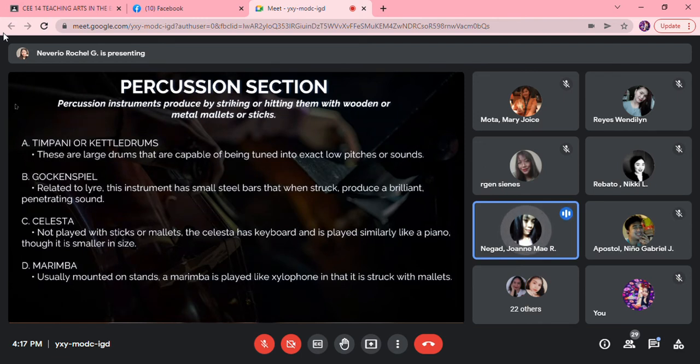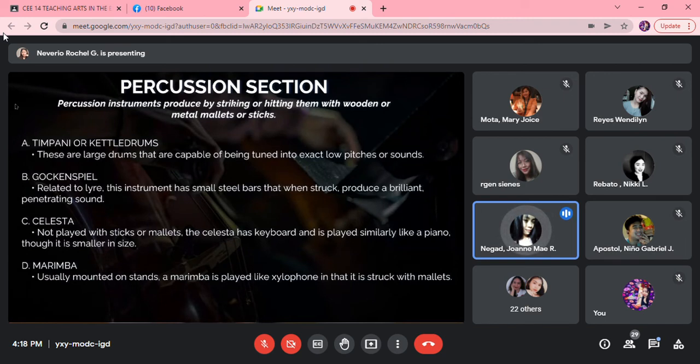Next, glockenspiel. Related to lyre, this instrument has small steel bars that, when struck, produce a brilliant, penetrating sound. So dito sa glockenspiel, kamukha siya ng lyre pero yung shape niya lang is parang pa-curve siya. Kasi yung lyre parang straight siya. So dito sa glockenspiel, medyo may parang kurba siya.